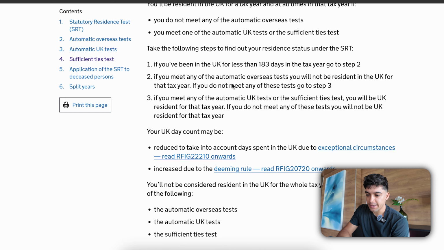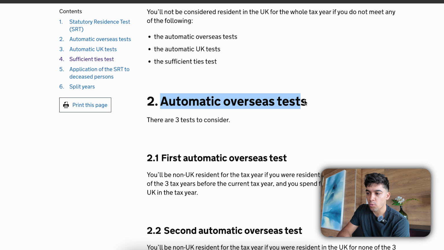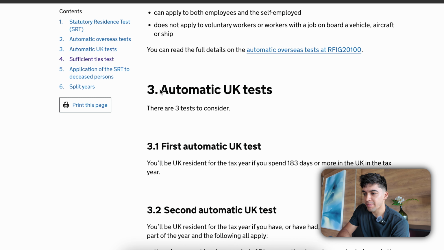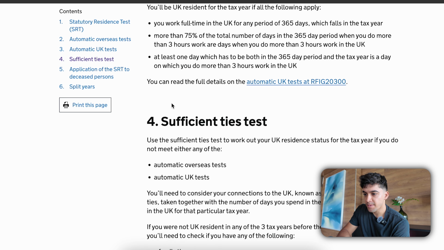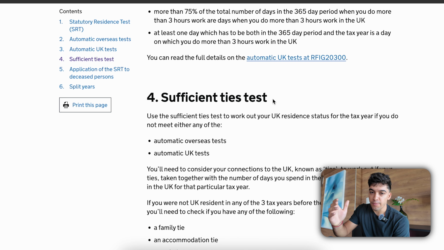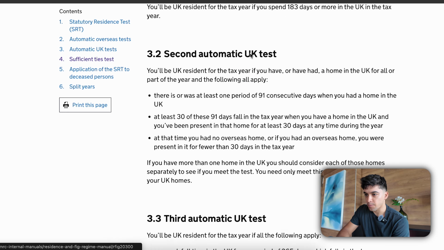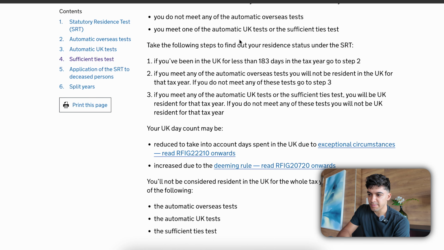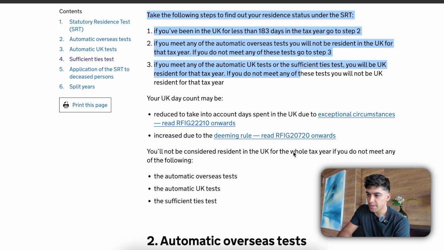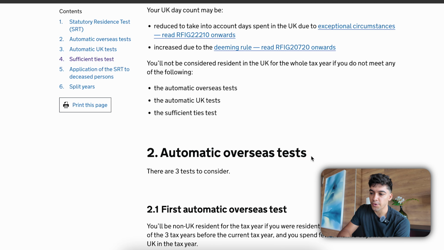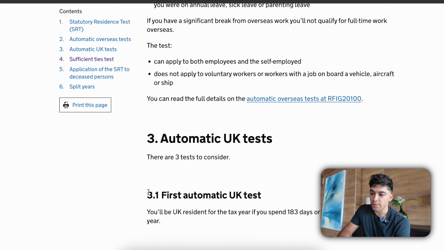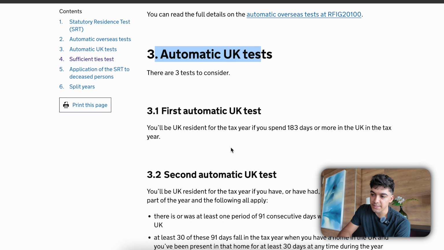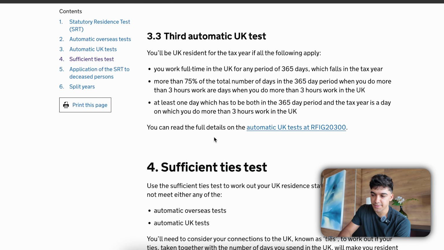Basically, there's 3 different tests. The automatic overseas test. If you meet any of these, you're not a tax resident. Then there's the automatic UK tests. If you meet any of these, you are a tax resident. And then the sufficient ties test. If you meet this, you are a tax resident. Obviously, this works like a flow chart. So if you don't meet any of these, then you go down to the next test. If you don't meet any of these, then you go down to the final test, right?